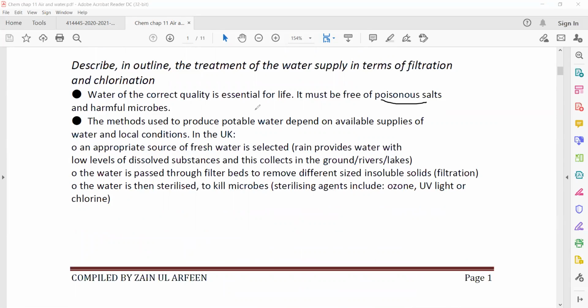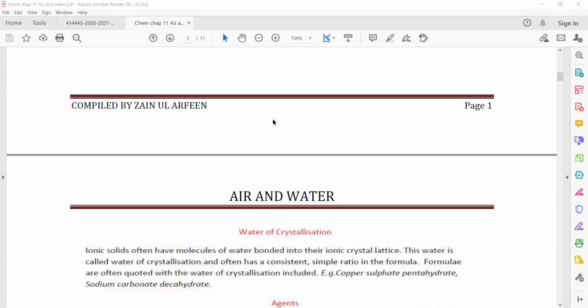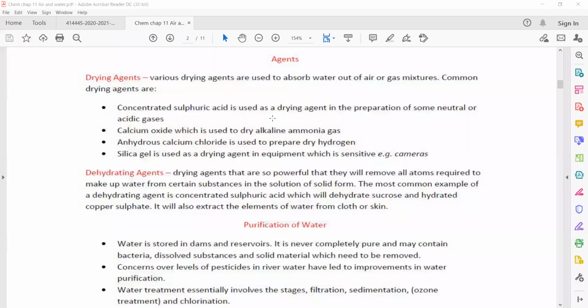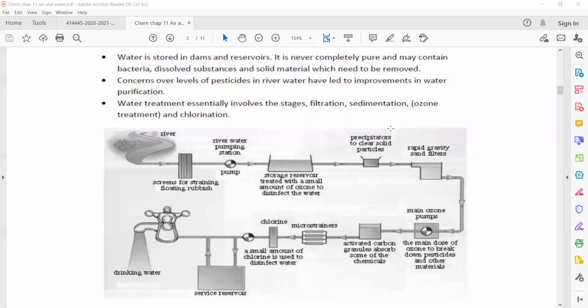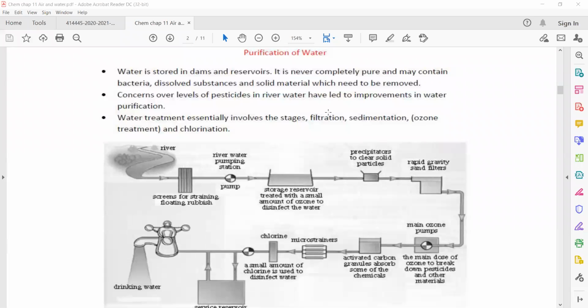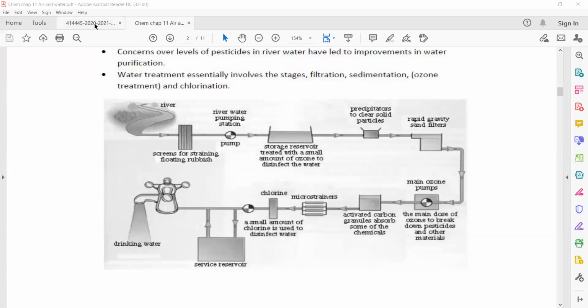So it must be freed from the poisonous salts and harmful microbes. So first, what we do is filtration. Filtration removes the insoluble substances. And then we use chlorination to kill microbes. We can use sterilizing agents such as ozone, ultraviolet light, or chlorine. This is a simple structure which shows the purification of the water.